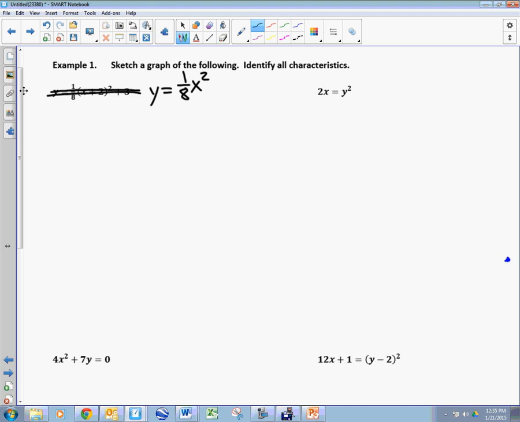Y equals 1 over 8 x squared. We are going to list all the important characteristics, and we're going to graph it. Students kind of gave me a tough time about graphing these. They said I was being a little bit too picky. My goal is to try to draw a perfect parabola.